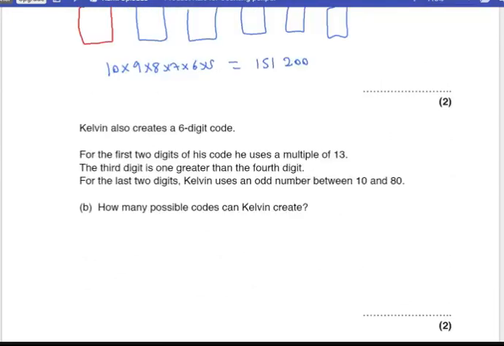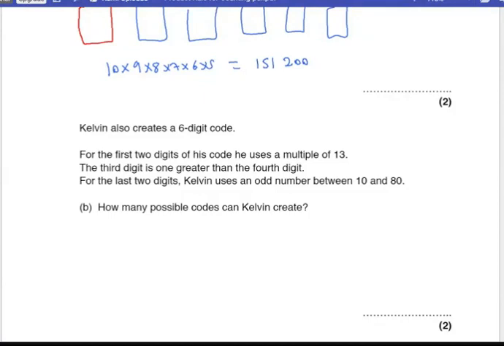I'm not sure about what to do. So again, it's the same thing where we just count how many possibilities we can have for the first, second, third, fourth, fifth, and sixth digits. So would it be 9 for the first box?